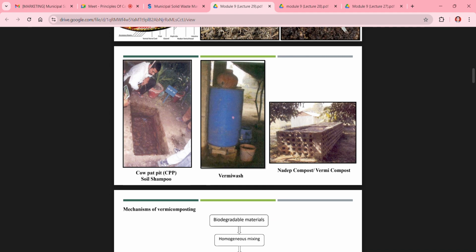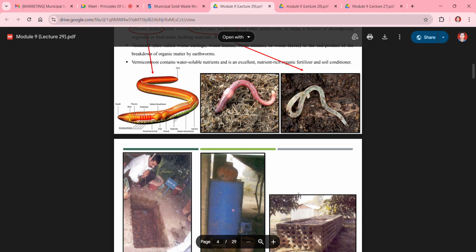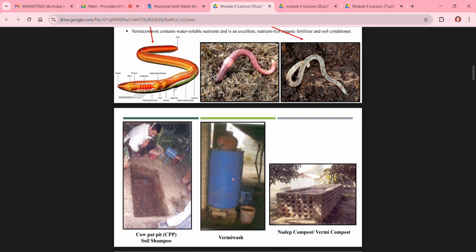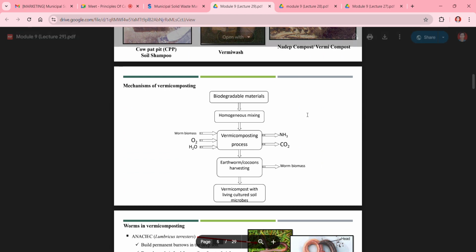It is a similar process to composting. Just one more thing we have to add: some earthworms in these pits for the proper vermicomposting process. So the mechanism of vermicomposting is that we provide some biodegradable materials and mix them homogeneously, and then we provide some earthworms and some oxygen and water in that homogeneous mixture, and with the help of these three things the vermicomposting process will happen.